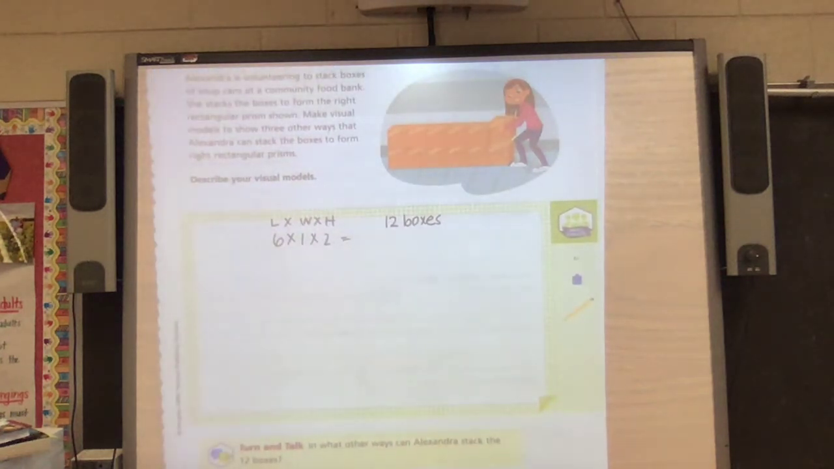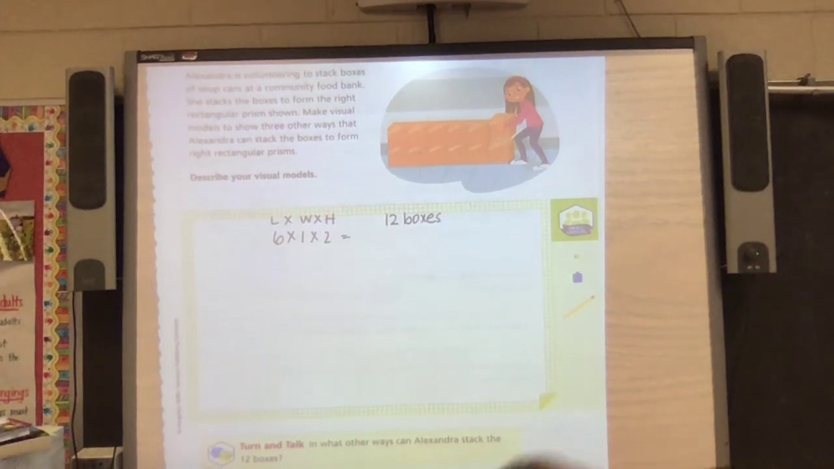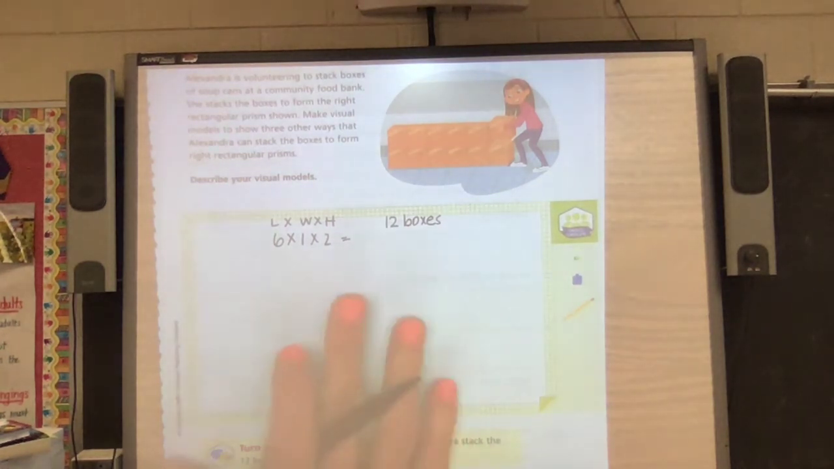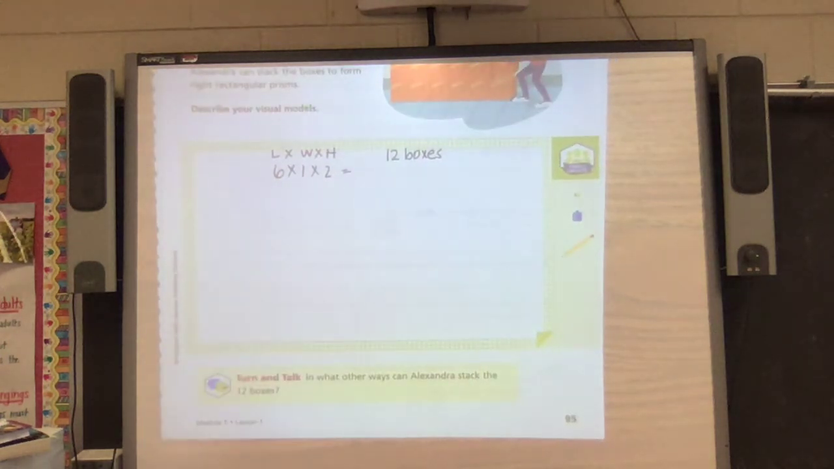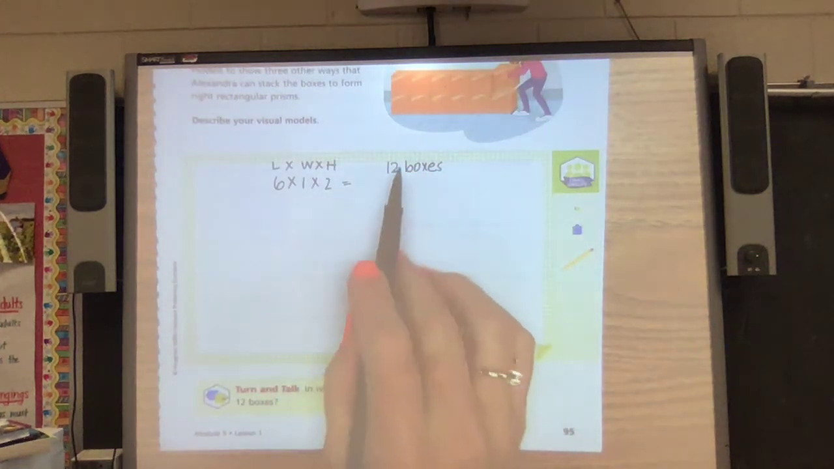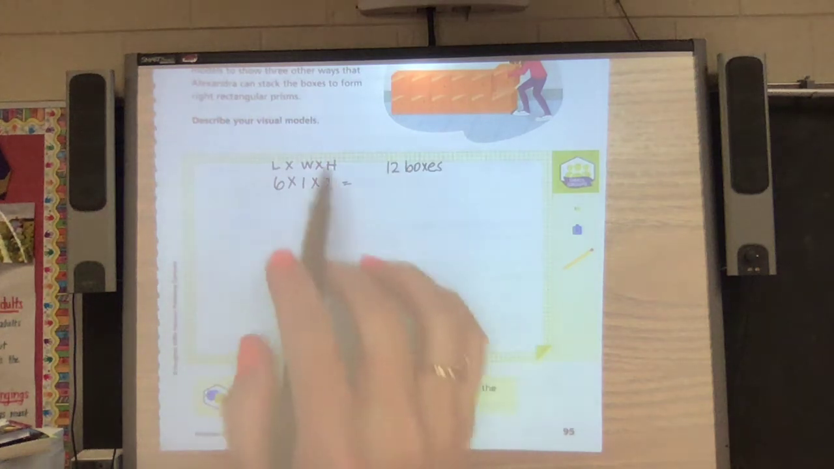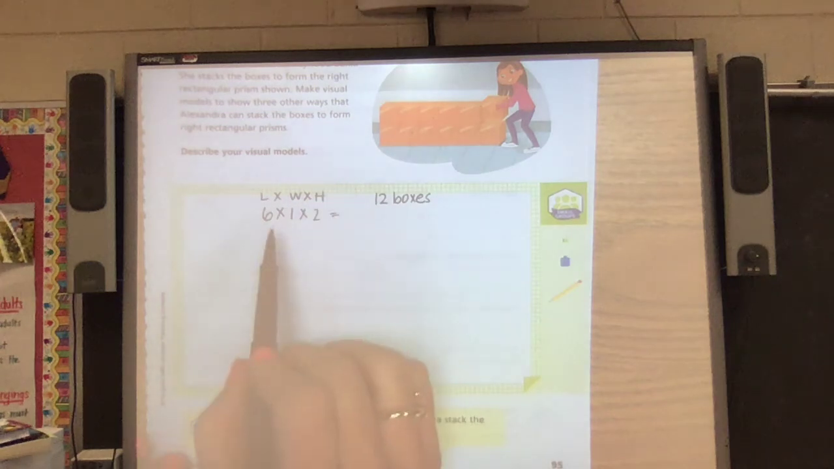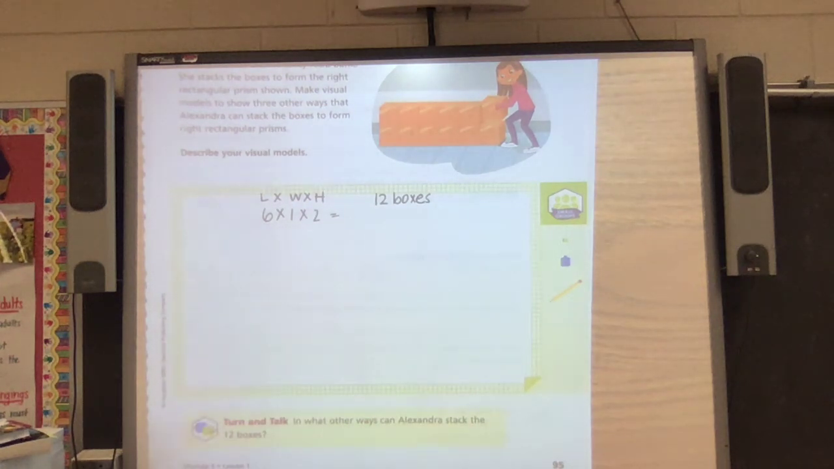So what our job today is to say, what's a different way that I could create this? So we're going to do one way together, but you could think of lots of different ways. And you can draw it out. And I have some blocks right here that I'm going to use. And one thing you might want to start doing is thinking, what do I know that multiplies together to give me 12? We've got 6 times 1 times 2, and we can use those same numbers and do it in a different way. So I want to show you that first.